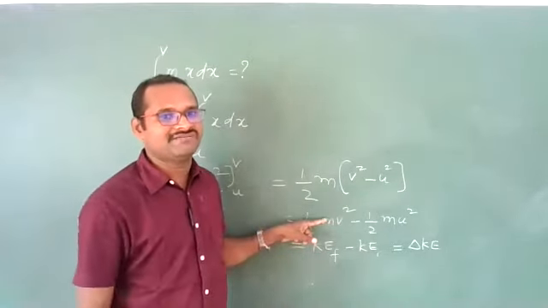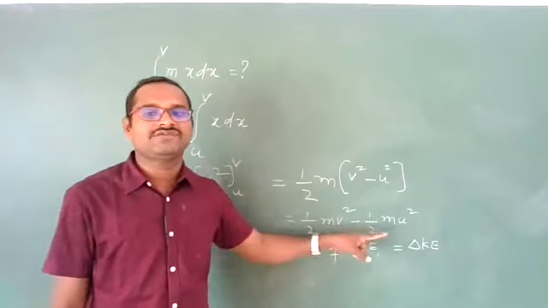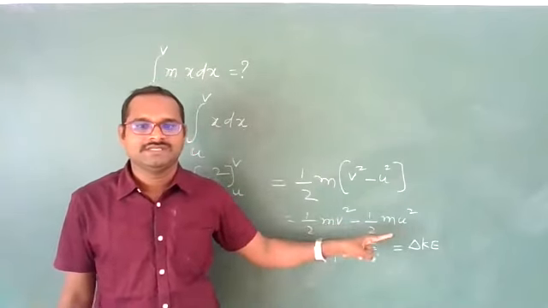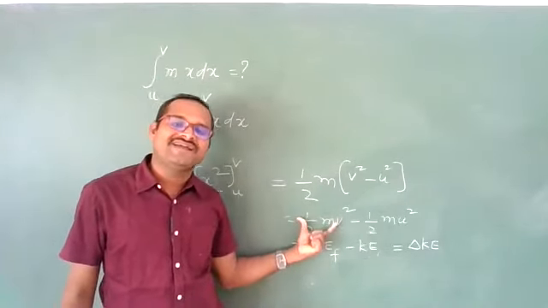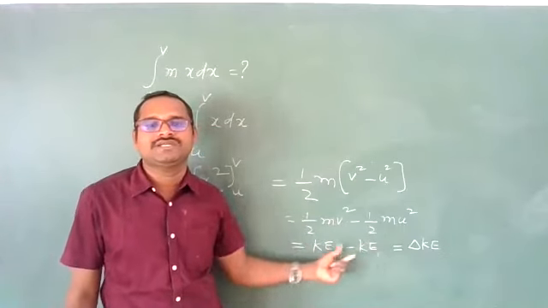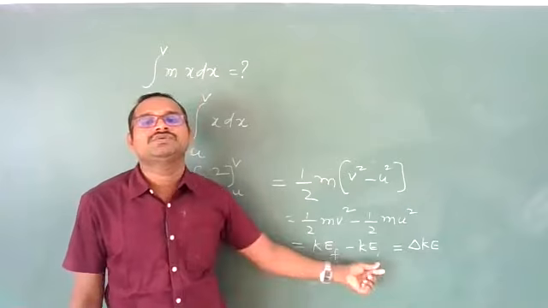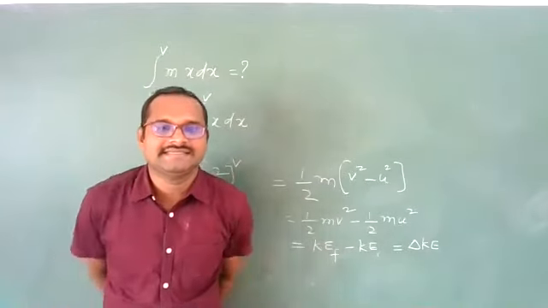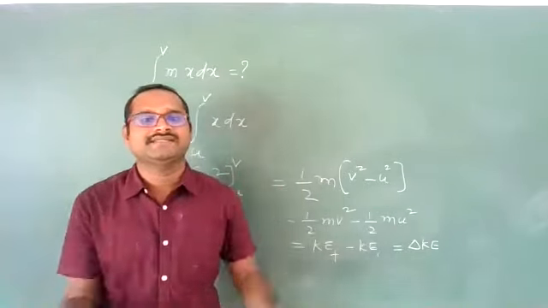I have already explained this in the bridge course. And u stands for initial velocity. So this is final kinetic energy and this is initial kinetic energy. Together, if you do subtraction, this gives you the change in kinetic energy. How much kinetic energy has changed?